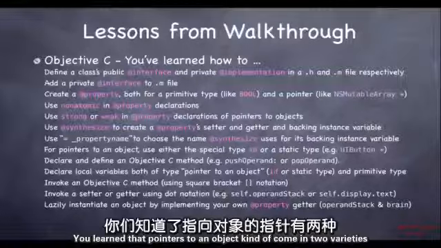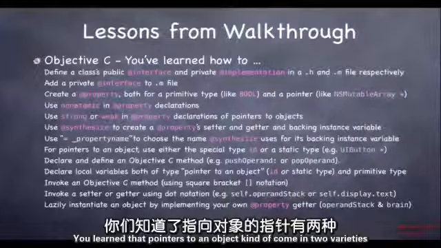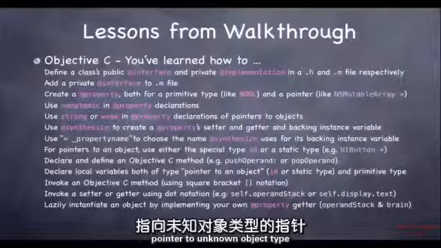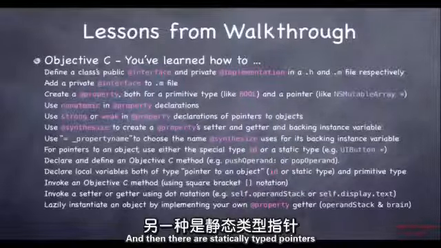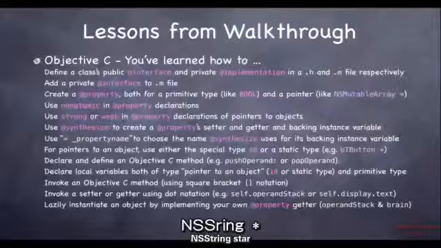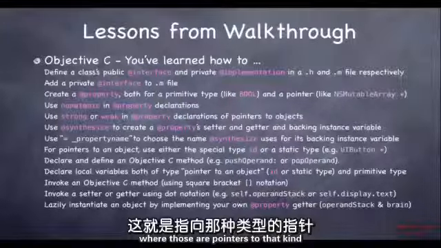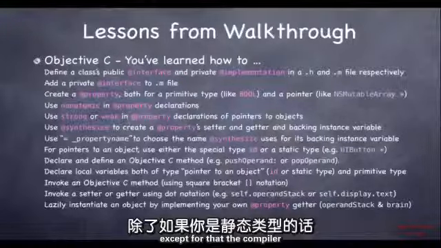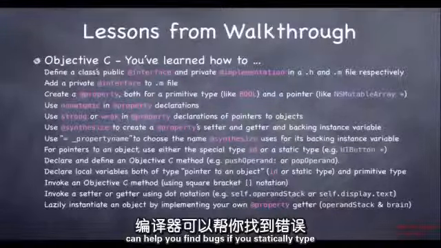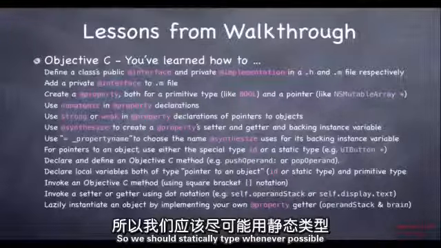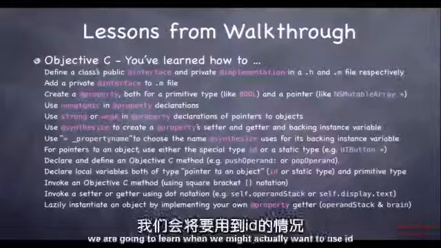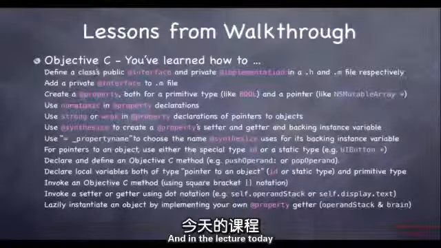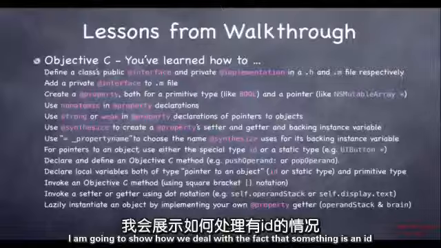You learned that pointers to an object kind of come in two varieties. There's id, which is pointer to any object, pointer to unknown object type, and then there's statically typed pointers like UIButton star, NSString star, UILabel star, where those are pointers to that kind. And you know that there's no difference between those two except that the compiler can help you find bugs if you statically type. So we should statically type whenever possible. But on Thursday, we're going to learn when we might actually want to use id. Okay, and in the lecture today, I'm going to show how we deal with the fact that something's an id.